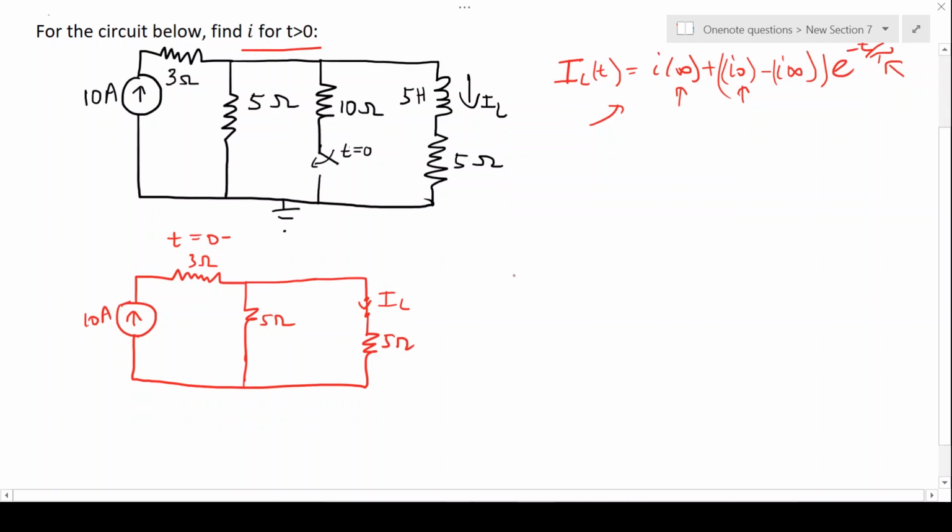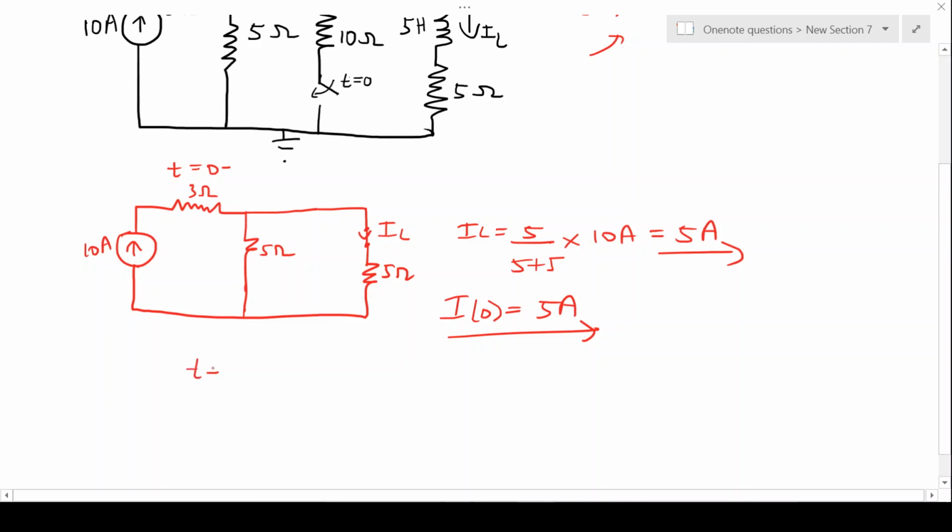So we should be able to use current division here to say that IL is going to give you 5 over 5 plus 5 multiplied by 10 amps, which gives you 5 amps. So the current at time t equals 0 is going to give me 5 amps.